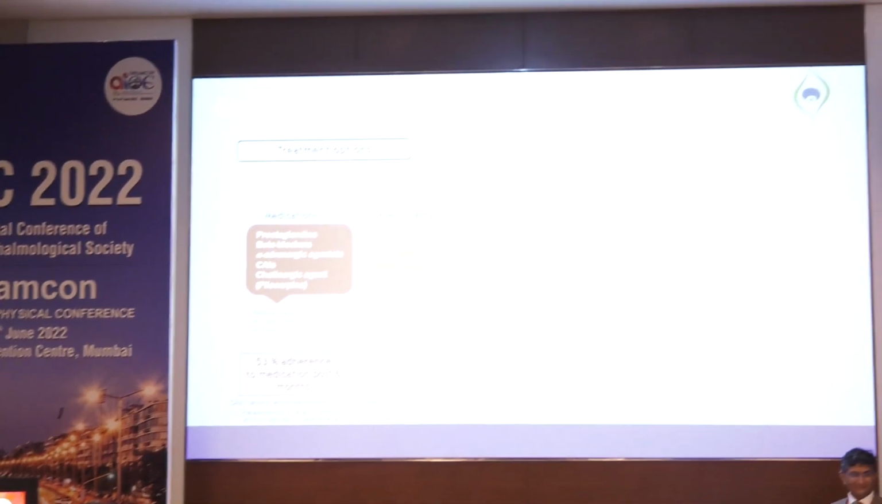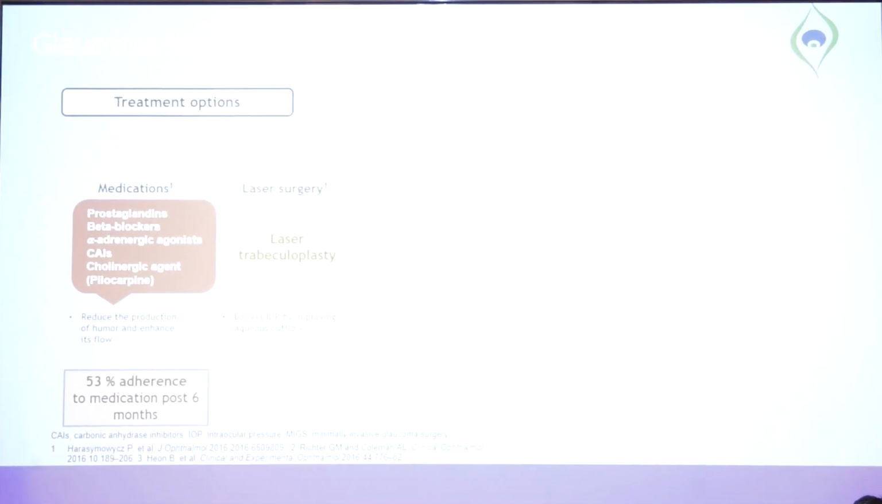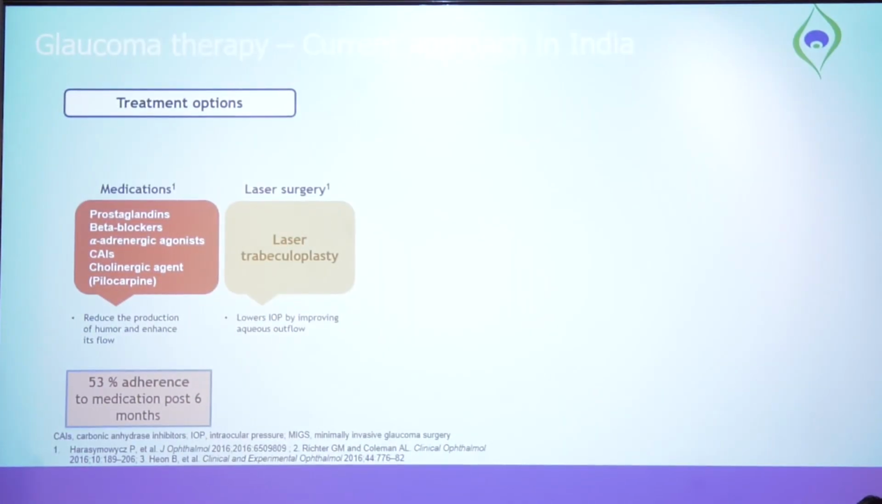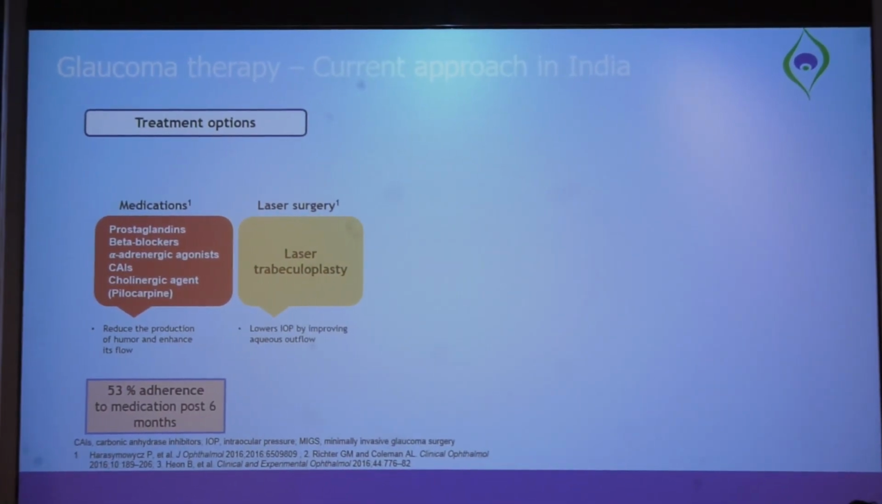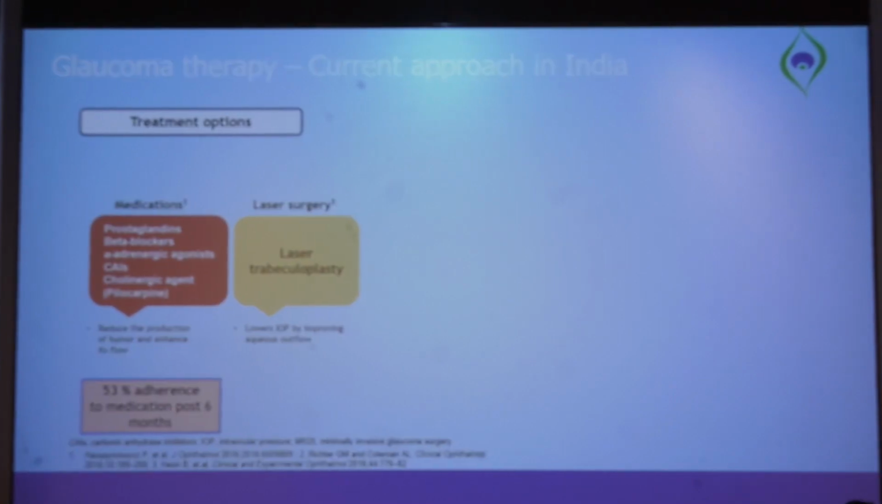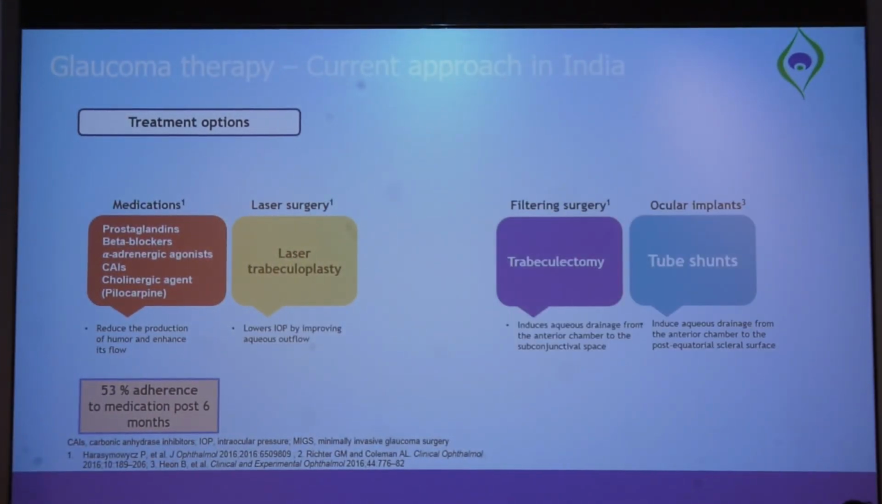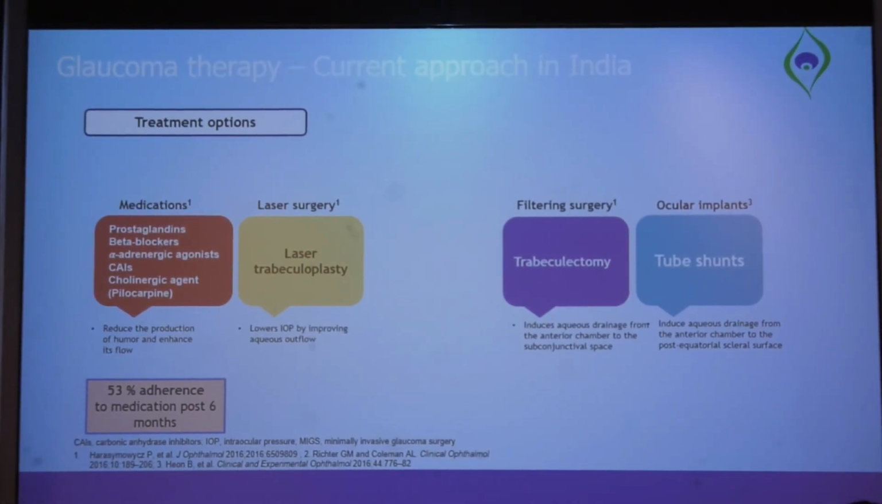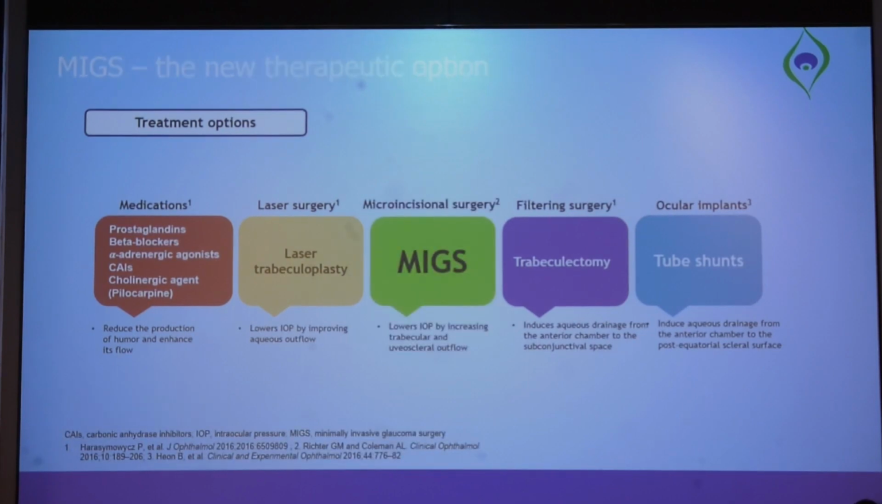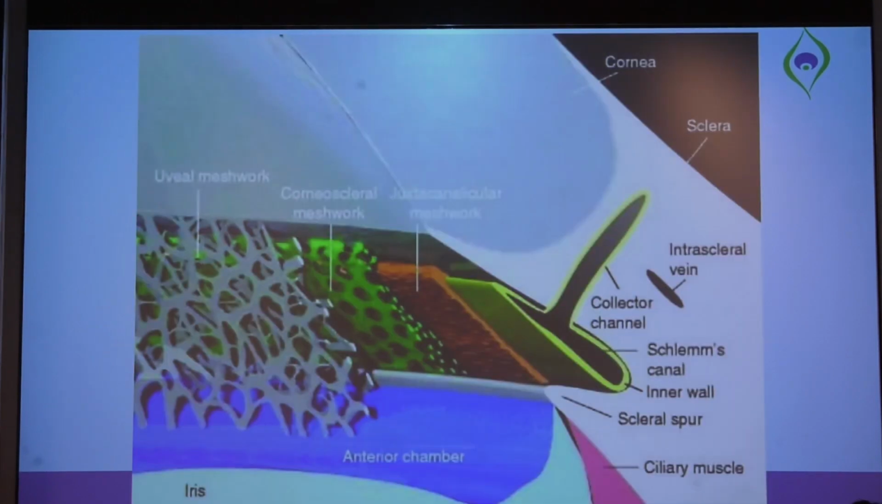Currently, we know there are limitations of using drops because of compliance issues and ocular surface disorder issues. Another option is laser trabeculoplasty, which can be a good adjuvant to the medical therapy, but we know that the effect of laser trabeculoplasty wears off over time. And then we have conventional surgeries like trabeculectomy and tube shunts, which work great, but I would reserve them for more advanced glaucomas. So we need some effective procedures for mild to moderate stage of glaucoma. And that's where MIGS comes into the picture.